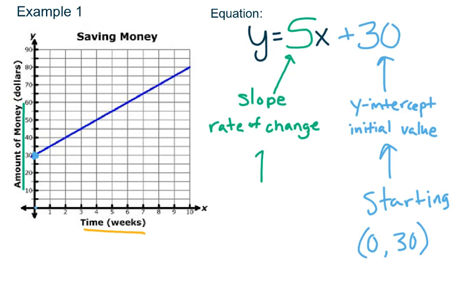And then the slope or rate of change is how much it's changing going up and over per 1. Per 1 whatever we're talking about, which in this case is weeks. So this is what the equation looks like, and now we can understand it in the context of this problem. $5 is what we're saving per week, and the $30 is how much money we're starting with. So it's important not just to know the equation, but to know what these numbers mean in the context of this graph.